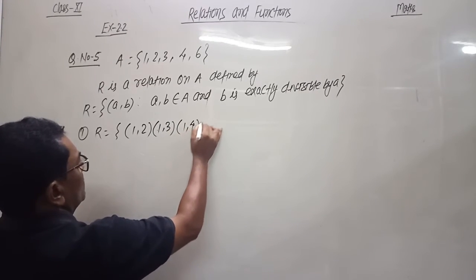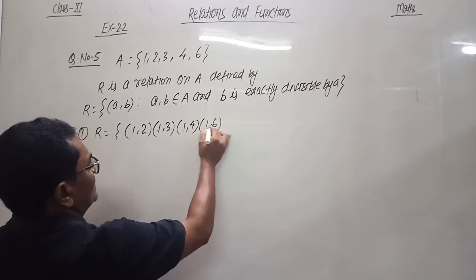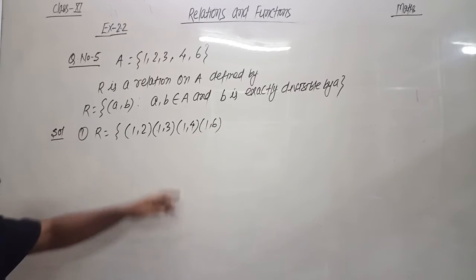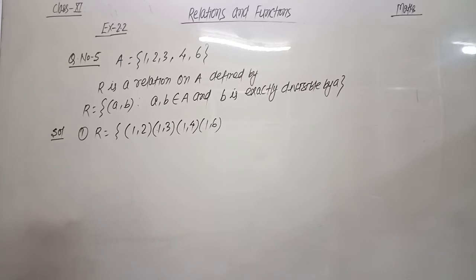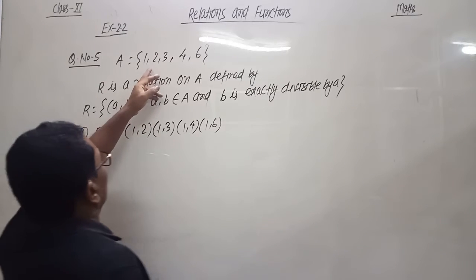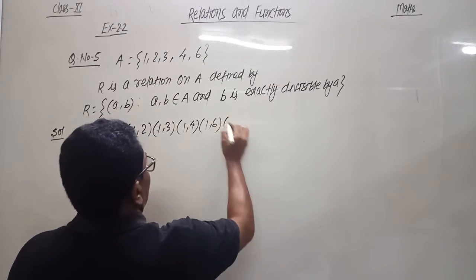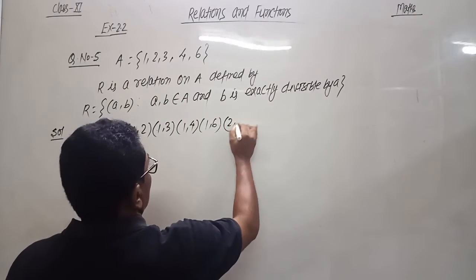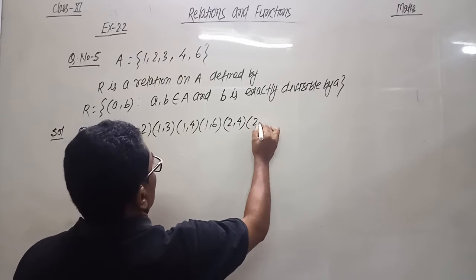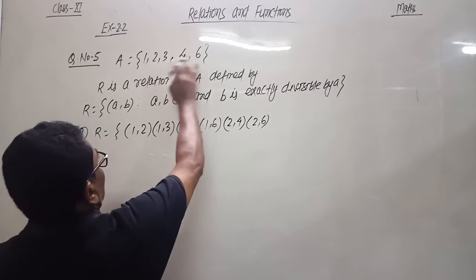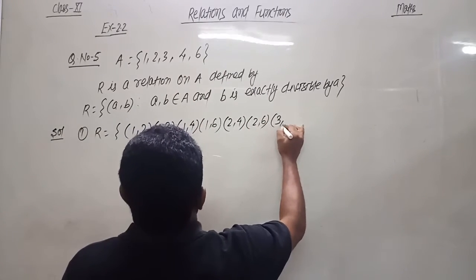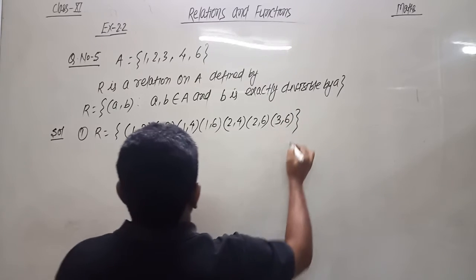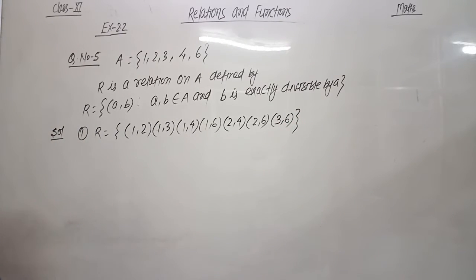Then 1 comma 4. Then 1 comma 6. 6 is exactly divisible by A. 4 is exactly divisible by A. Then 2 comma 3 we can't take because 3 is not exactly divisible by 2. So we take 2 comma 4 and 2 comma 6, then 3 comma 6. So this is the relation in roster form.